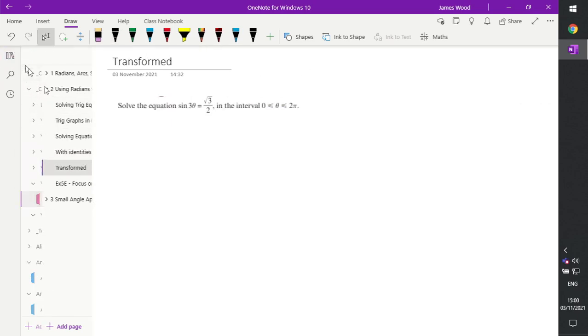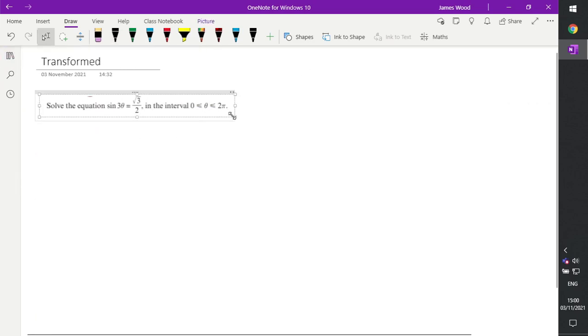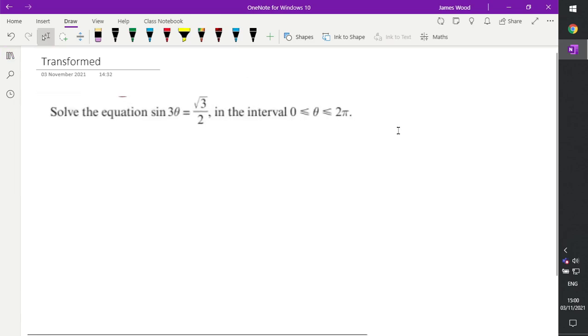Okay, the last sort of type we can get is a transformed trig equation. Again, there's a couple of ways you can do this. I'd probably recommend doing it as a substitution, but you can do it in quicker ways. Sine 3 theta equals root 3 over 2. Sine 3 theta, hopefully you'll see this as a graph transformation. This is the sine graph, but it has been squashed in the x direction by 3.